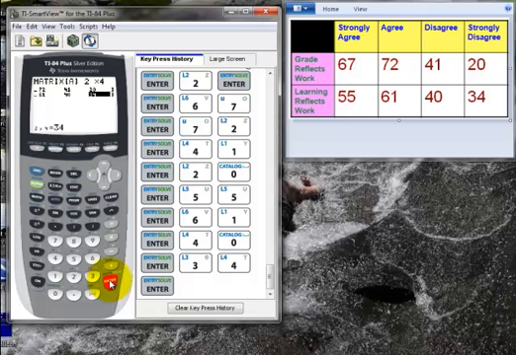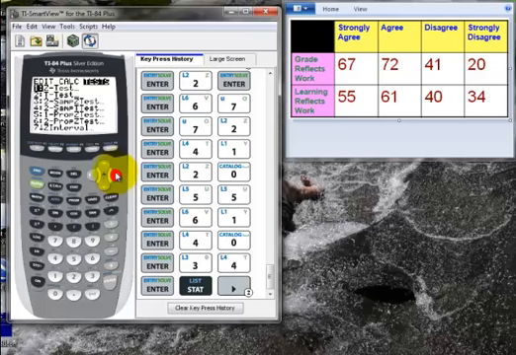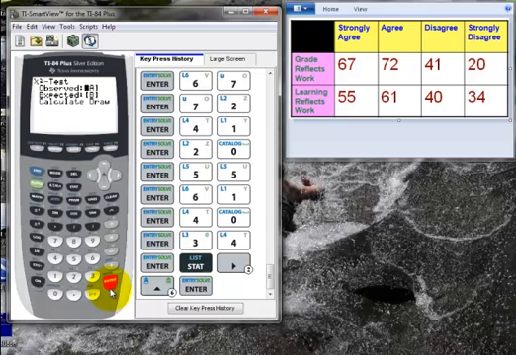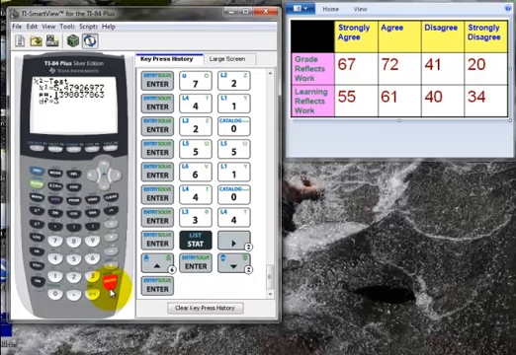So let us go to stat, tests, and then up arrow. And again, it's chi-square test. I hit enter. My observed is A. My expected is B. That's fine. And I hit enter. And here we have it.